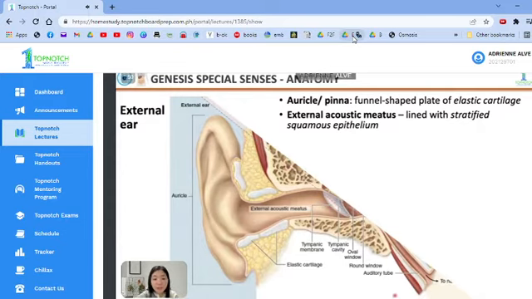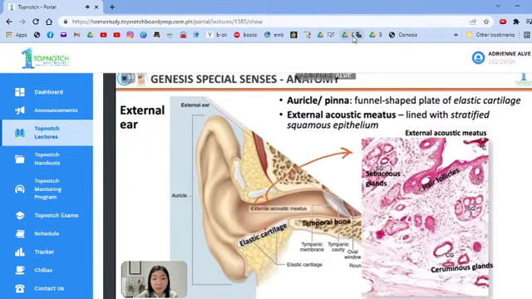Then you have the external acoustic meatus, which is a canal from the auricle to the middle ear, and it's lined with stratified squamous epithelium. So this is a section of the external meatus near the opening, which shows skin, and this skin is rich in hair follicles. You see a lot of hair follicles here, sebaceous glands, or oil glands, and ceruminous glands. Ceruminous glands are special glands that produce cerumen, earwax, or the tutule, which is a waxy material with protective antimicrobial properties. Now, this wall is supported by elastic cartilage in its outer third, and the inner part is enclosed by the temporal bone.